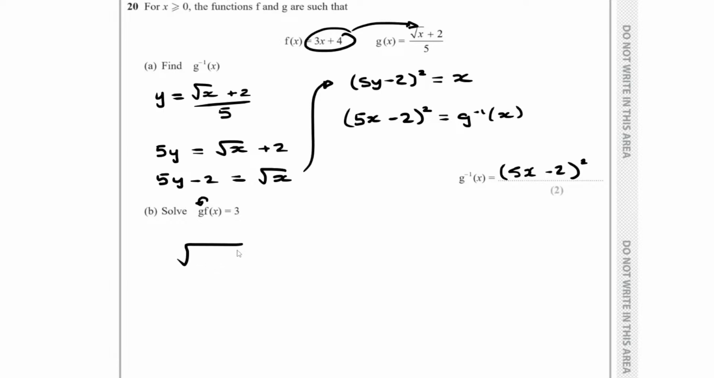So instead of root x, it's going to be root 3x plus 4. You see how that's the whole of f, isn't it? Plus, and then the rest of the g one, which is plus 2 over 5. We're not using our answer from the previous one because that was the inverse. Use the original. Now, all of that they've said is equal to 3. So you see how, again, we're just back to equations again.